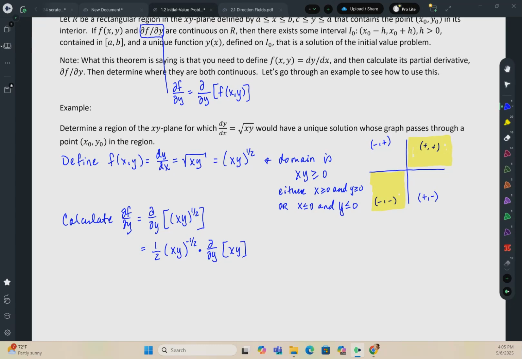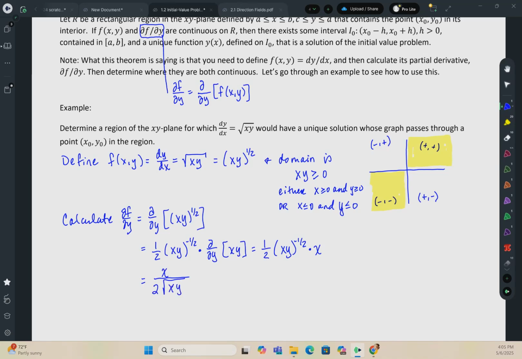It's xy. Remember, if we're taking the derivative with respect to y, then x is just a constant. You could treat it like a 7. So for example, if it was a 7, then the derivative of 7y would be 7. Well, then that means that the derivative of xy would just be x. And it is. So this becomes 1/2 times xy to the negative 1/2 times x. And then I can simplify this even further. I've got x over 2 square root of xy.